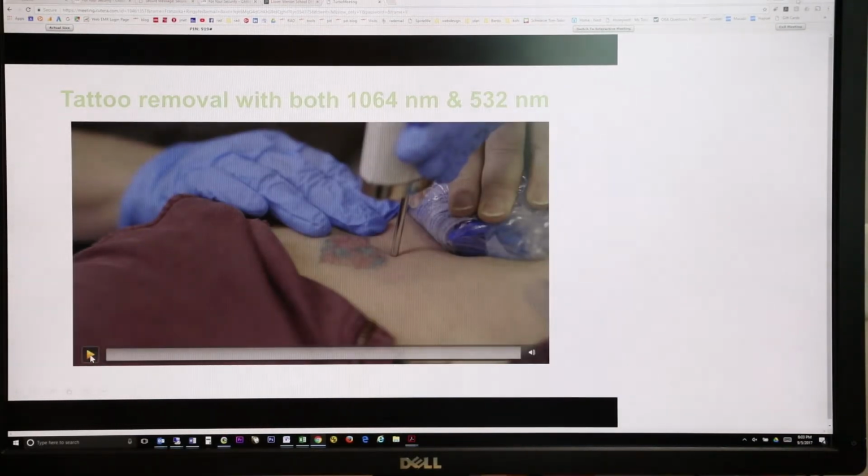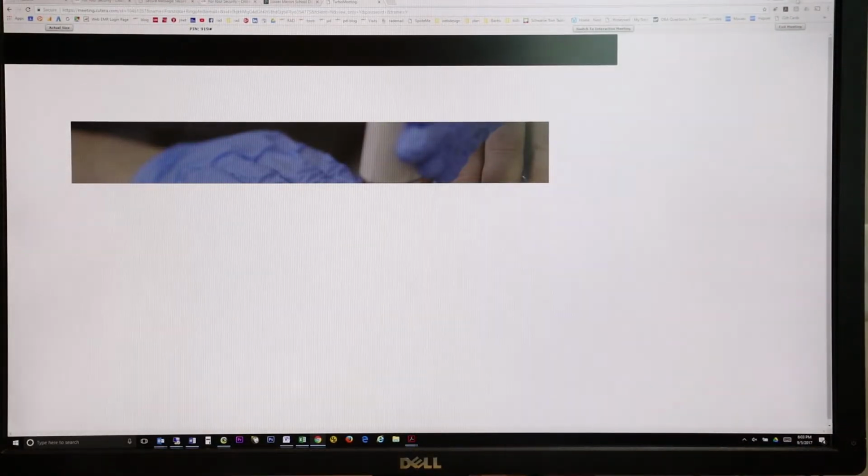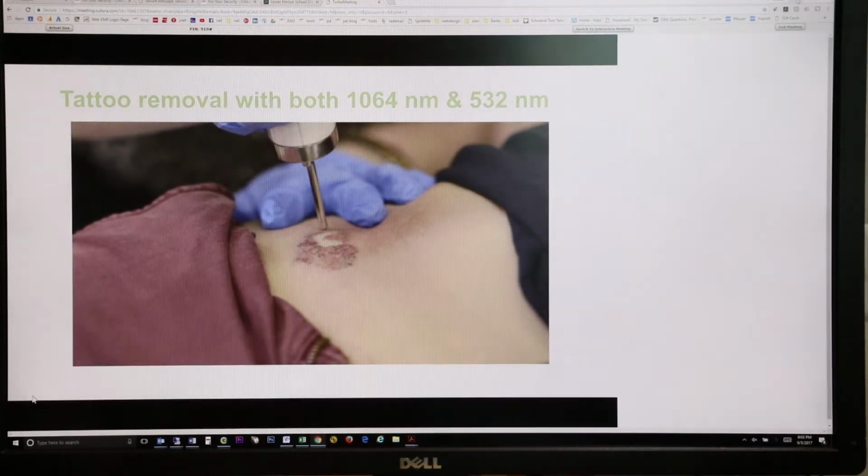Let's see if I can play this for you. Very simple, just like your other systems. Right now he's using the 532 on the red. The first one was the 1064 on the outline of the blue. Okay. And there you have the frost. And that's your endpoint, right? Okay.